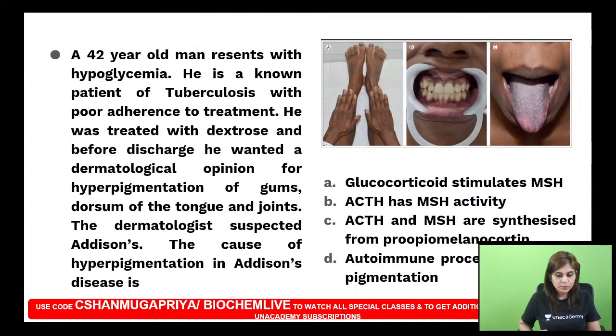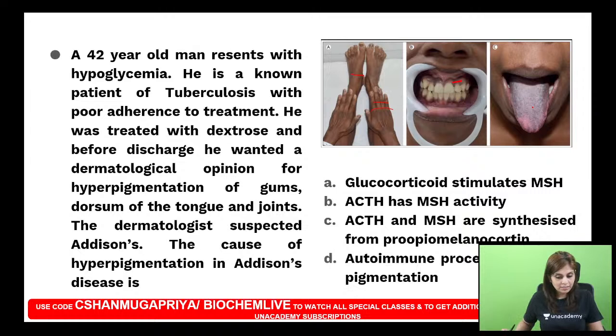So this is the next question. A 42-year-old man presents with hypoglycemia. He is a known patient of tuberculosis with poor adherence to treatment. He was treated with dextrose, and before discharge, he wanted a dermatological opinion for hyperpigmentation of gums. Do you see hyperpigmentation of gums, tongue and joints? Yeah. In all these places, there is hyperpigmentation. The dermatologist suspected Addison's. The cause of hyperpigmentation in Addison's disease is.